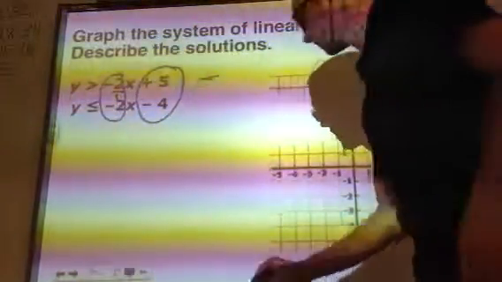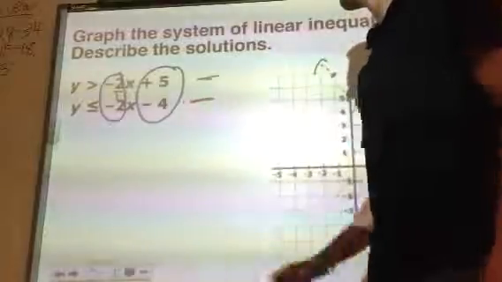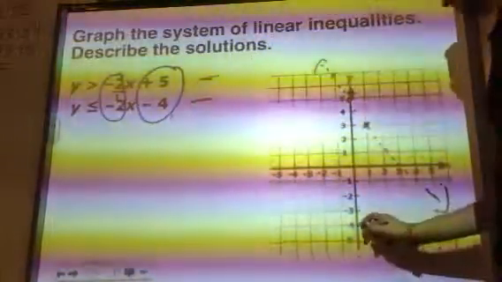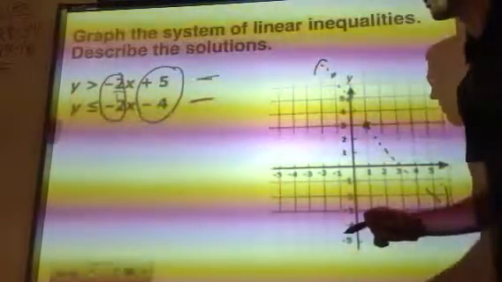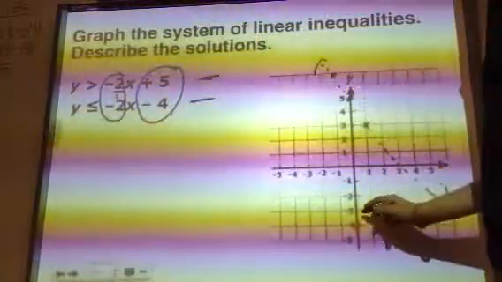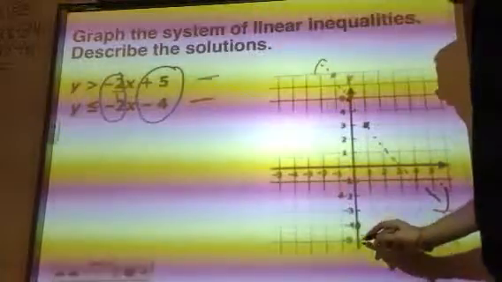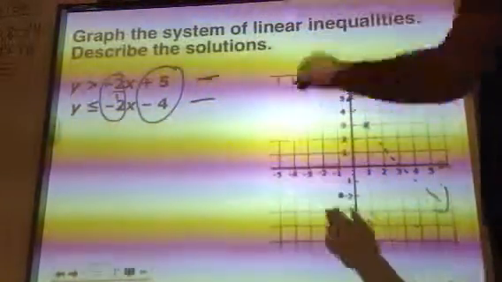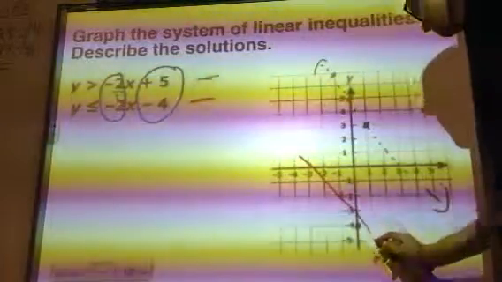Okay, so let's graph the second one here, red. Y is less than or equal to -2x minus 4. What's my y-intercept? My y-intercept is going to be -4. What's my slope? My slope is -2, so up 2 to the left one, or down 2 to the right one. Am I going to use a solid line or a dashed line? It's an or equal to inequality, so I'm going to use a solid line.